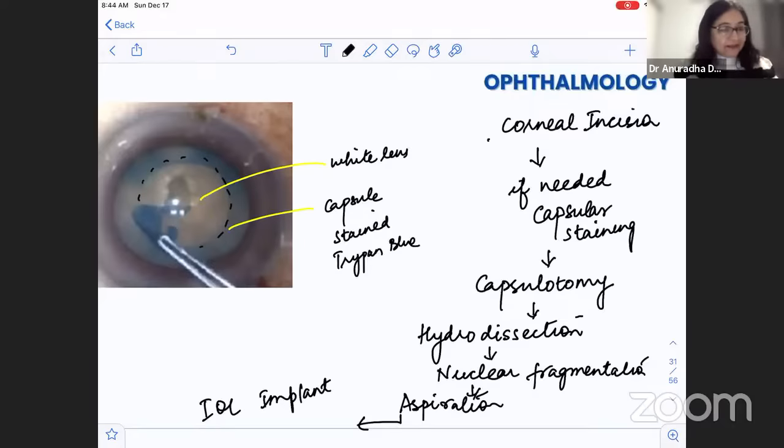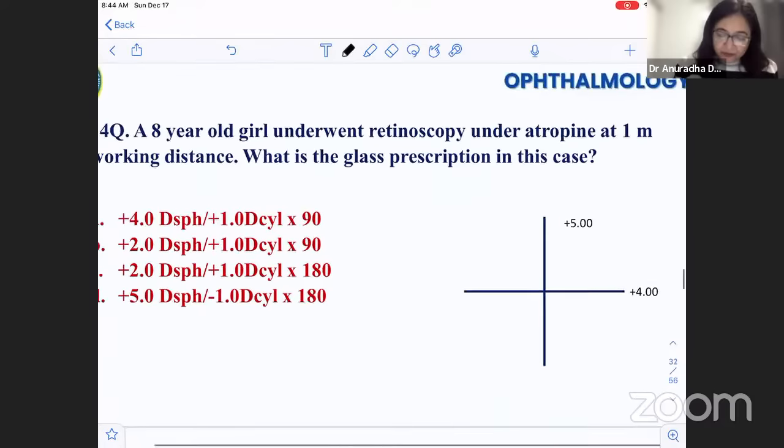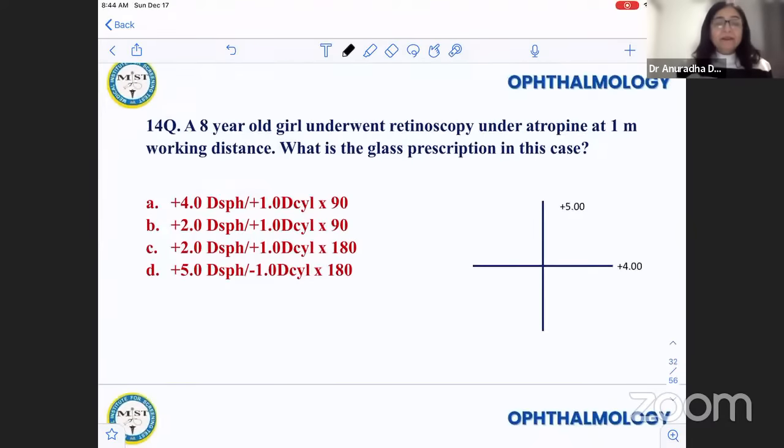FLACS is the latest, in which you use femtosecond laser for major steps. There is an Insta post of mine based upon cataract surgery; you can see that. So phaco is also best, and FLACS is the latest technology. Okay? Perfect. Let's move on to the next question, the refraction-based question.